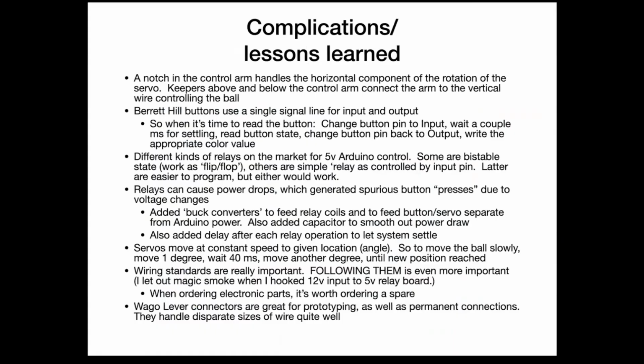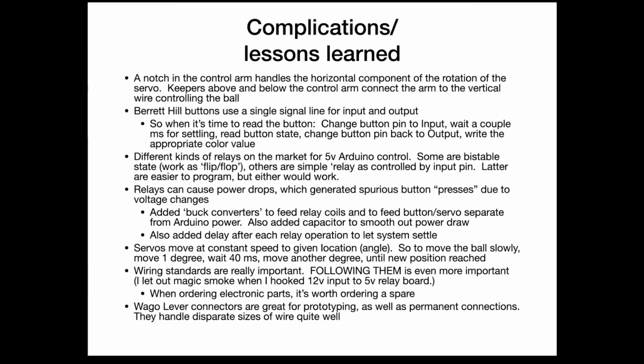Okay, all right. A lot of lessons learned. I mentioned getting the horizontal movement out of the control arm. The Barrett Hill buttons work a little strangely. They use a single control line for both input and output. So when it comes time in that infinite loop to see if the button's been pushed, you change the pin to input. You check to see if there's a read and compare it to what you had previously. Then you turn that pin back to output and write the signal for the button color. It took a little bit of complexity to figure that out and get some of the timing right.